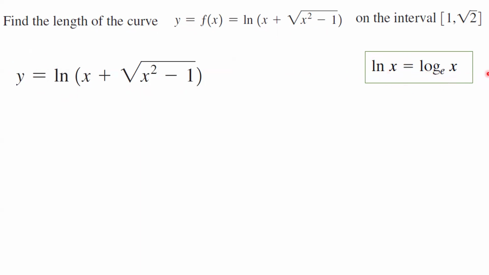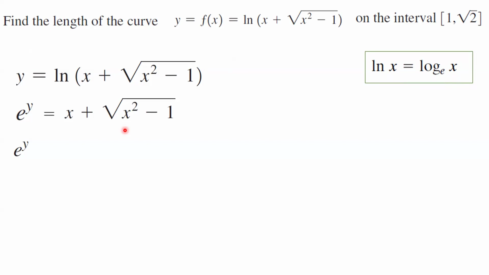So we're going to use this definition and write e to power y equals the quantity inside ln, which is x plus square root of x squared minus 1. Again, ln is nothing but log with base e, and based on the definition of logarithmic expressions, here you get e to power y equals x plus square root of x squared minus 1. Now let us try to simplify this.